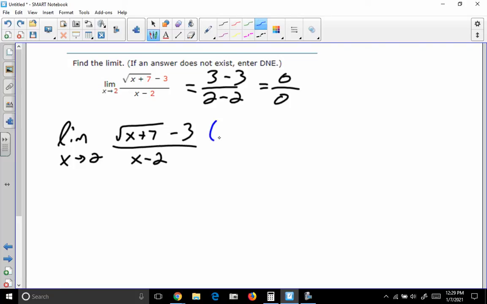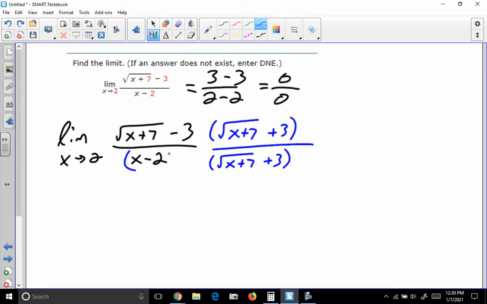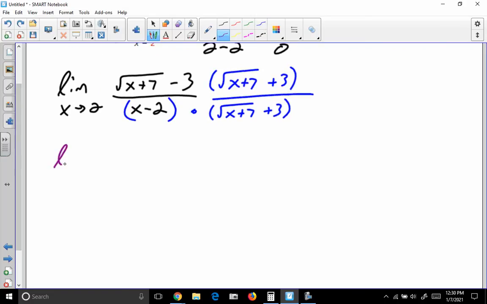So we're going to multiply the top by the radical x plus 7 plus 3, and the same thing on bottom. Now on bottom, I'm not going to distribute that. I'm going to leave it in factored form, meaning this factor times that factor. But on top, I am going to multiply it out and see what I get when I make my radical go away.